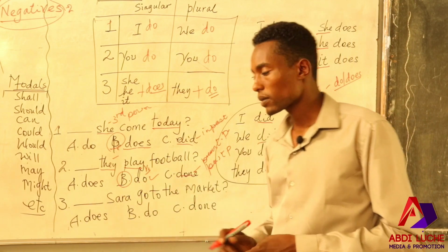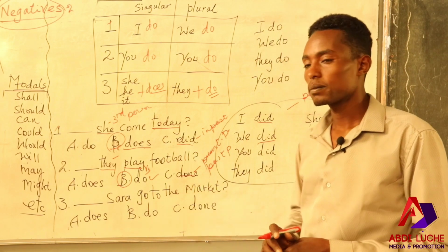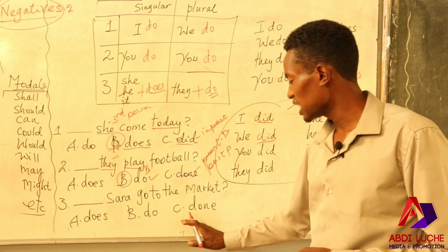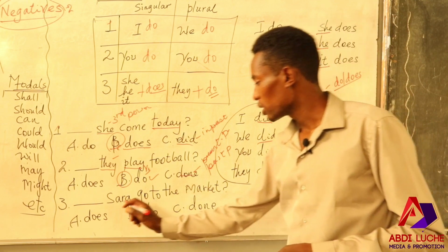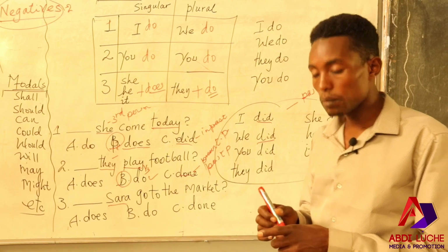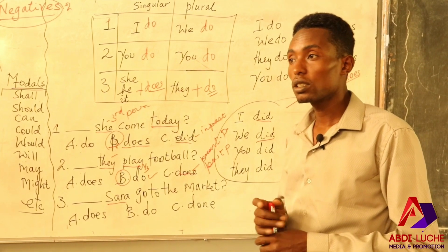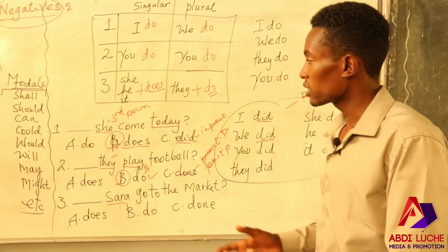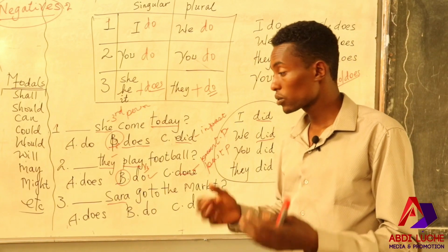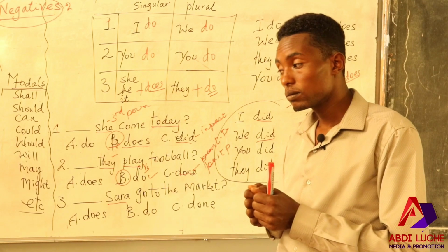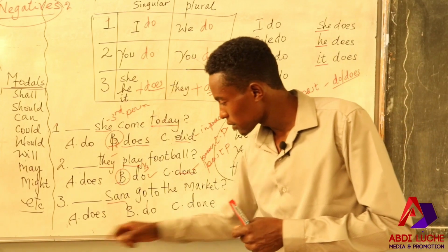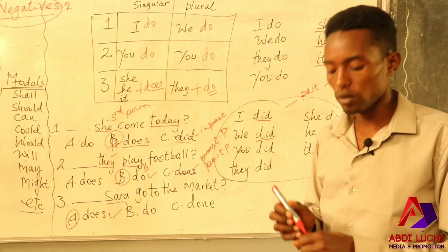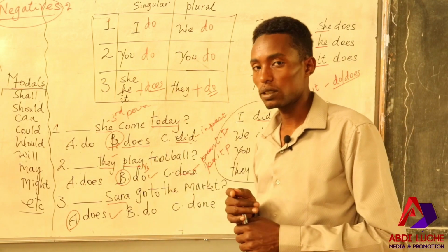Question number 3. Sarah go to the market. A. Does. B. Do. C. Done. So Sarah is what? Third person singular proper noun. So with third person singular we use which auxiliary verb? Yes? Does. So the answer is A. Thank you so much. Let's summarize together.